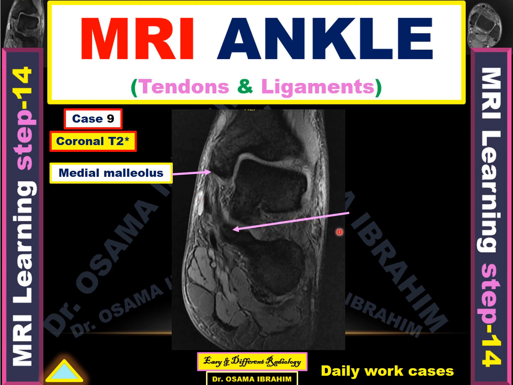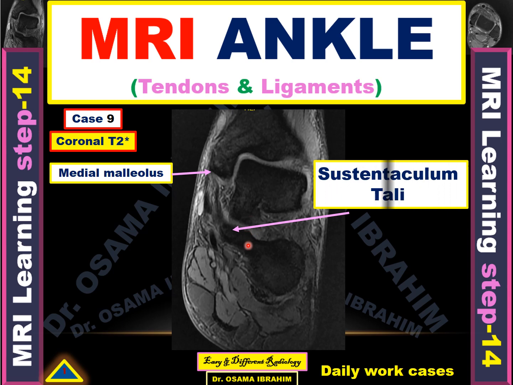Case 9. This one is the medial malleolus, and this is the talus, and this is the calcaneus. What anatomical structure is this arrow representing? This is the talus and this is the calcaneus. This is the medial malleolus, and this is the most medial part of the calcaneus articulating with the talus, which is called the sustentaculum tali.